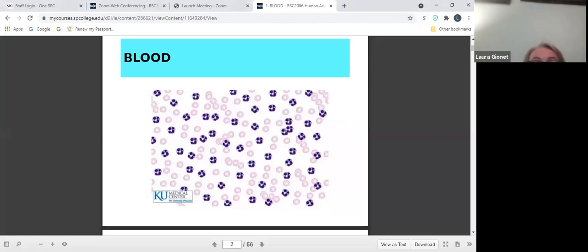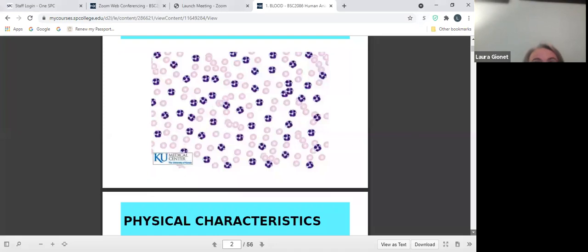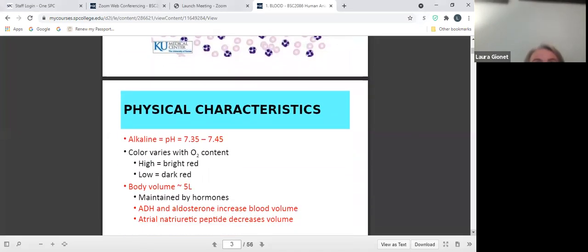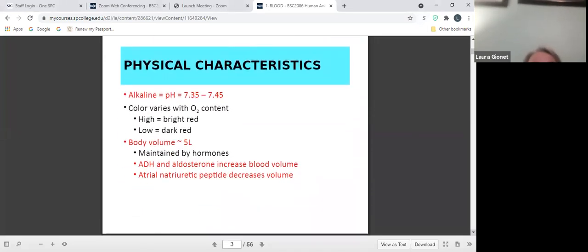Okay, this is the blood chapter, first chapter we're going to be covering this semester. About physical characteristics. First of all, the normal pH level of blood is 7.35 to 7.45. I would have that tattooed on my ankle because you're going to need to know that for a long time.